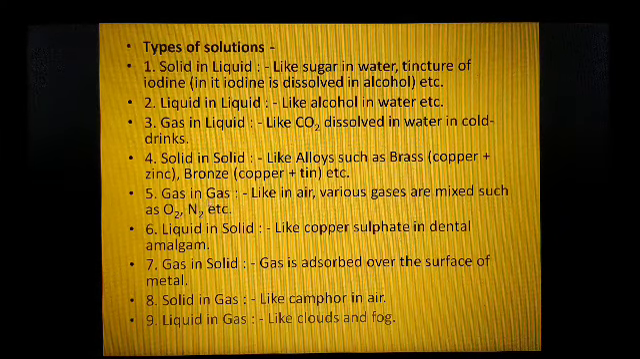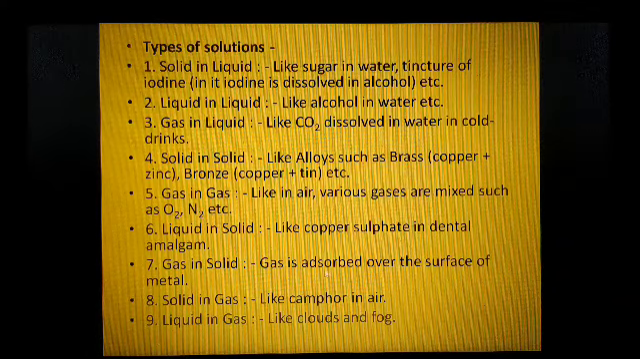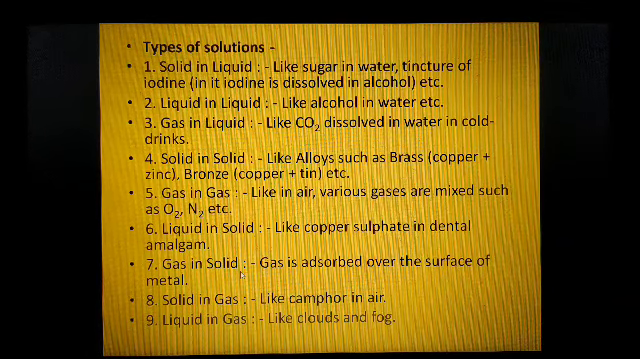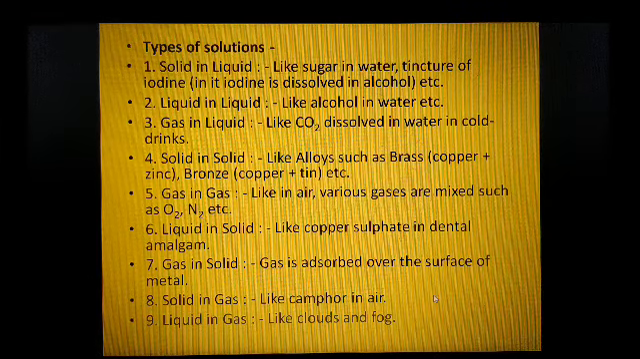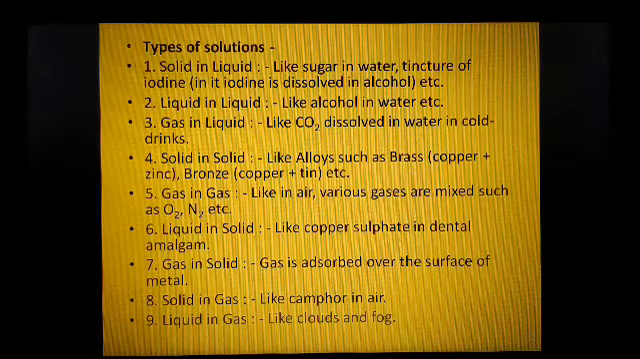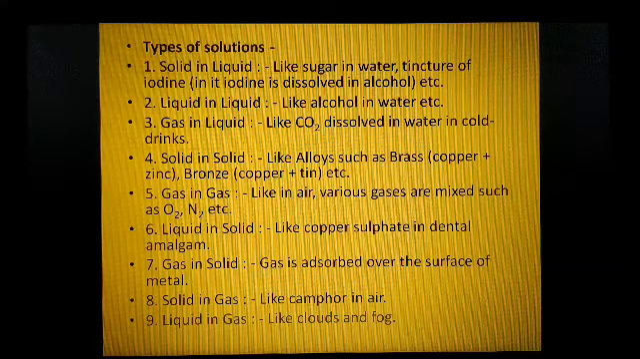And next is gas and gas, like in air, various gases are mixed together, like oxygen, nitrogen, carbon dioxide. Liquid and solid, like copper sulfate in dental amalgam, and solid and gas, where gas is absorbed over the surface of metal. And solid and gas, like camphor in air. Camphor is ammonium chloride, which is also called kapoor in Hindi. Next is liquid and gas, like clouds and fogs. These are also examples.